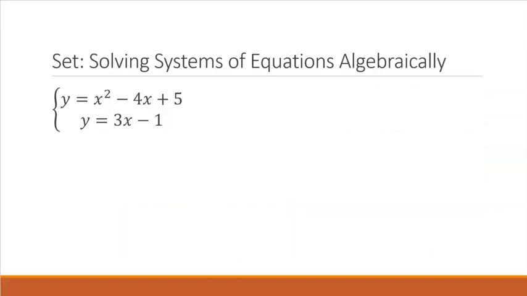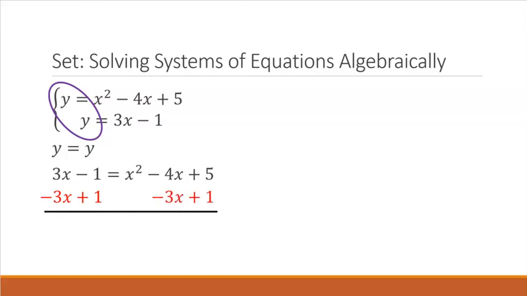In the Set, you will be asked to solve systems of equations algebraically. The two equations given to you in this example both start with y equals. Since those y's are equal to each other, the equations are equal to each other. We could set up an equation by substituting the linear function y equals 3x minus 1 into the y value of the top equation. In order to solve this equation, since it is a quadratic equation, it would be best to get our equation set equal to 0. By subtracting 3x and adding 1 on each side of the equation, our result will be 0 equals x squared minus 7x plus 6.